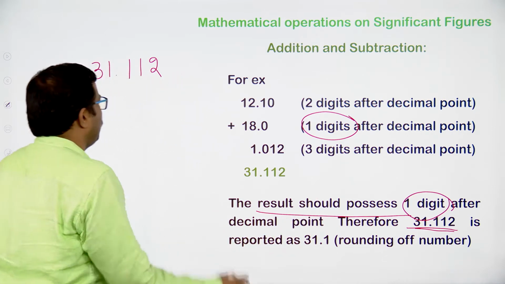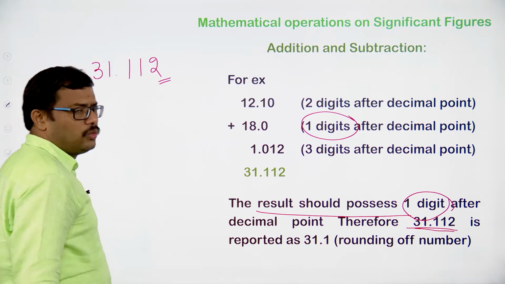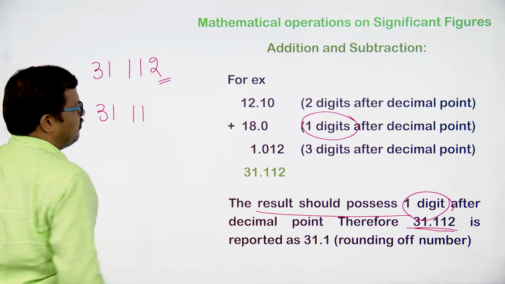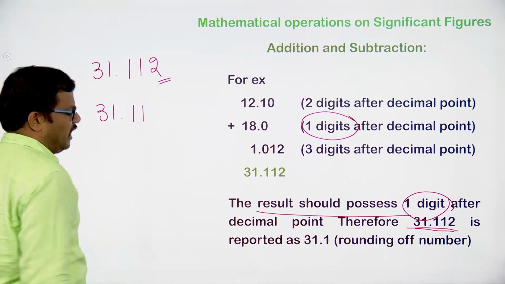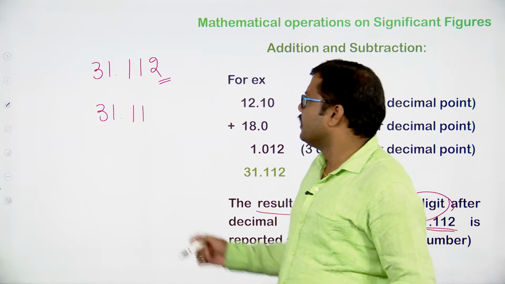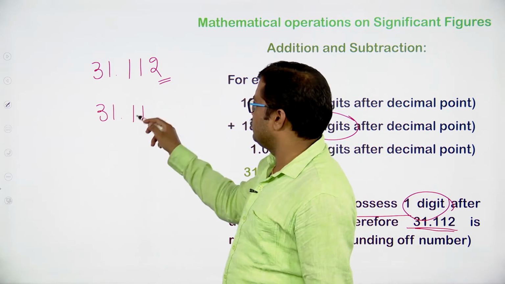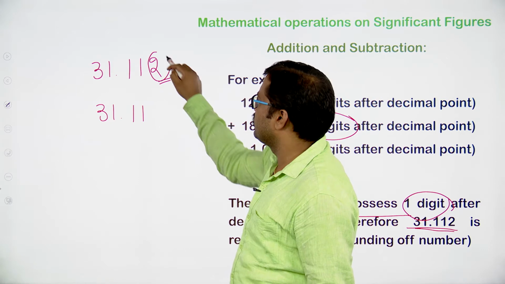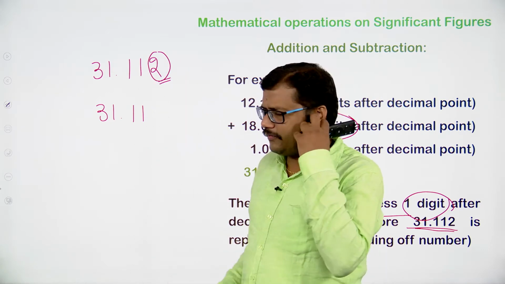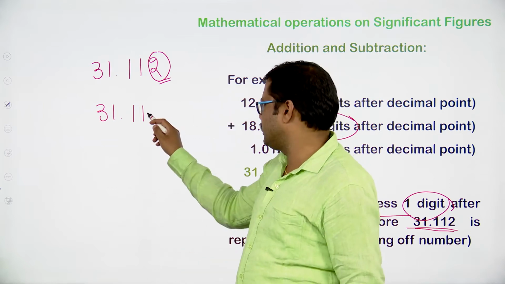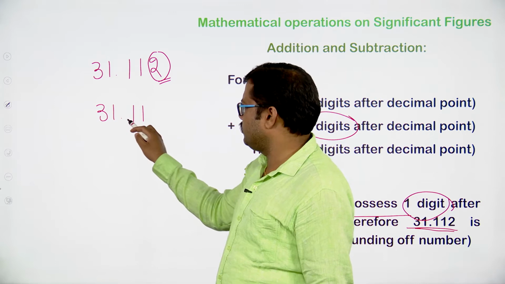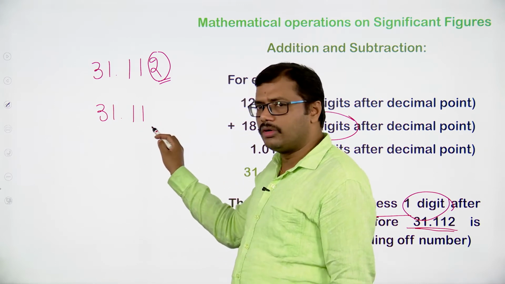So in that case, what do I have to do? I have to remove the 2. So for removing 2, we will get 31.11, okay, because here we are rounding off the number. There are some rules for rounding the numbers, okay. So here I have to round off this number, so I have to remove the 2. When you observe, 2 is less than 5, so I can remove it as such, and there is no change in the preceding number.